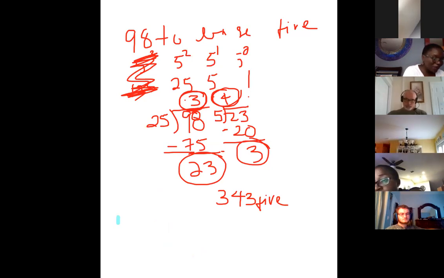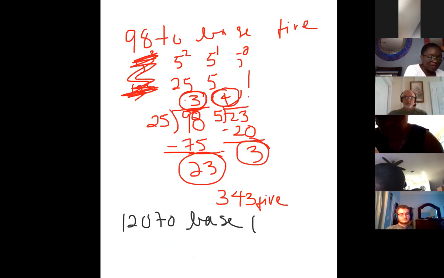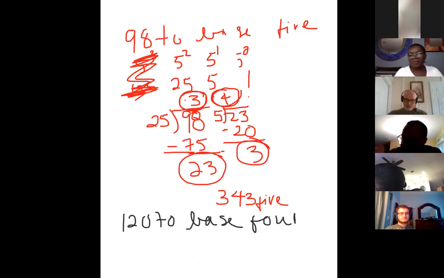Okay, so now it's your turn to try one. You're going to convert 120 to base 4. And no, you do not take 4 divided into 120 and get 30. No, it doesn't work like that.